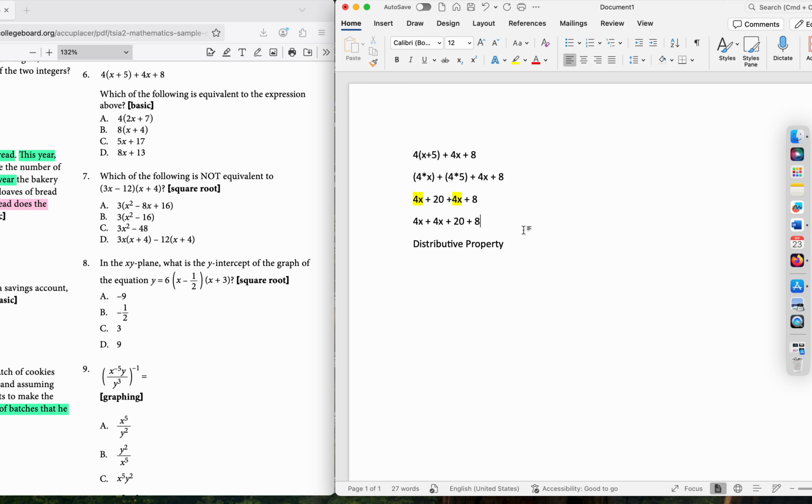If that makes sense and you can stay organized, I would highly recommend combining the like terms first before you start doing the operation of addition. So 4x plus 4x, you would just add the number up front. 4 plus 4 is 8, and then we're going to bring down that x. So we would get 8x, and then we would combine 20 with 8, which is 28.